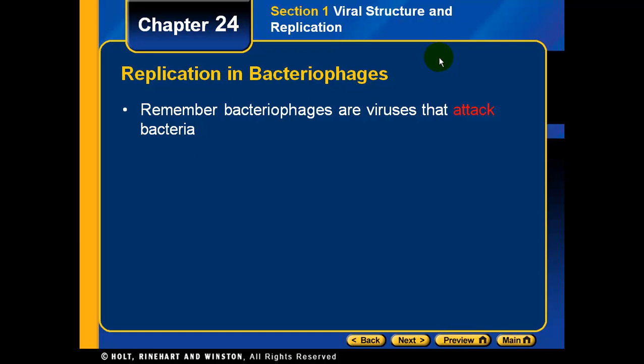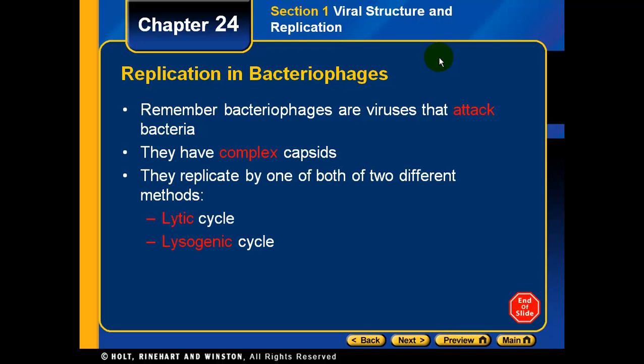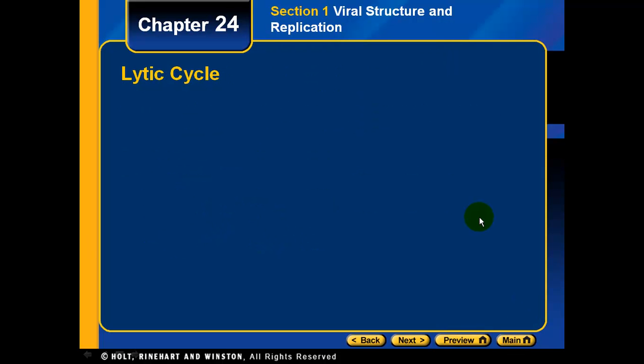Remember, bacteriophages are viruses that attack bacteria, and they have complex capsids. There are two different ways that bacteriophages can replicate. One is the lytic cycle, two is the lysogenic cycle. We're going to look at the lytic cycle first.